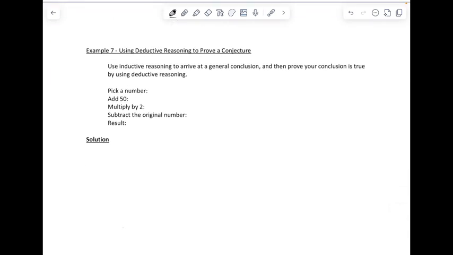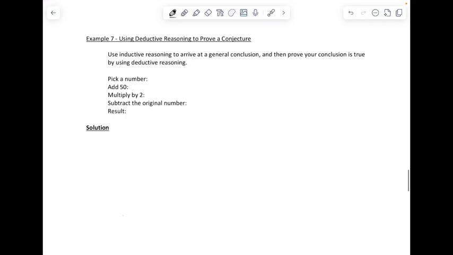Use inductive reasoning to arrive at a general conclusion, and then prove your conclusion is true by using deductive reasoning. So here's the process. We will pick a number, add 50, multiply by 2, and subtract the original number, and we'll look at the result. We will start with some specific cases and make a conjecture. And then we'll use deductive reasoning to try to prove our conjecture.